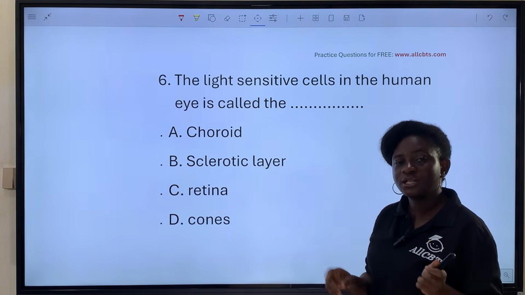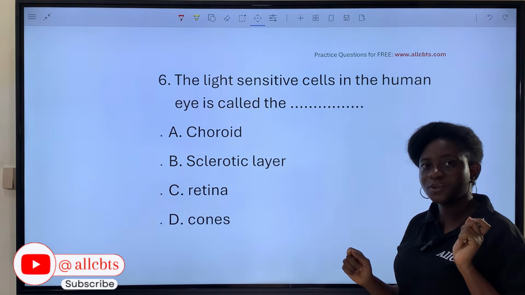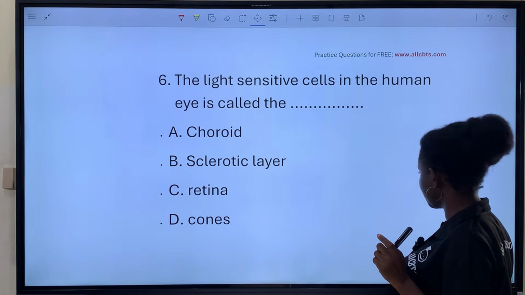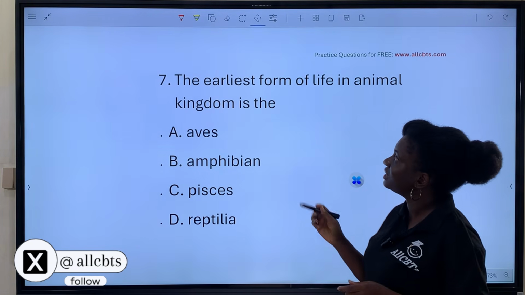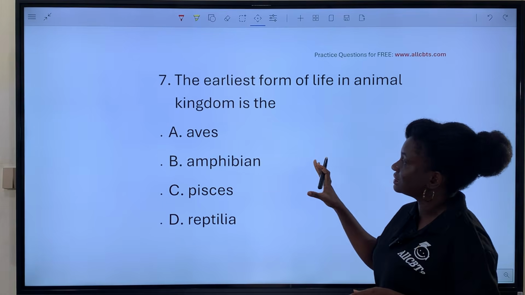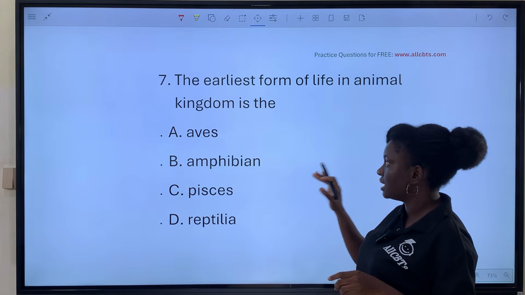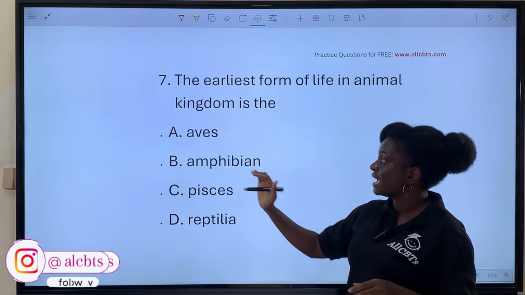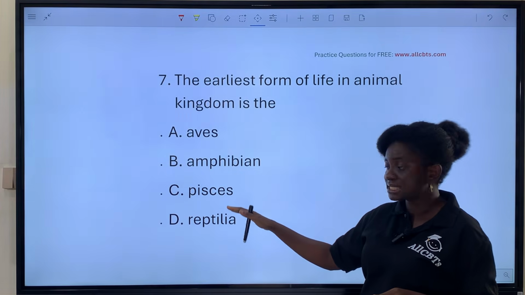All right, so let's move on to the next question, and that is question 7. Question 7 says the earliest form of life in animal kingdom is the A. Apes, B. Amphibian, C. The Pisces, D. Reptilia. So the correct answer here is Pisces.